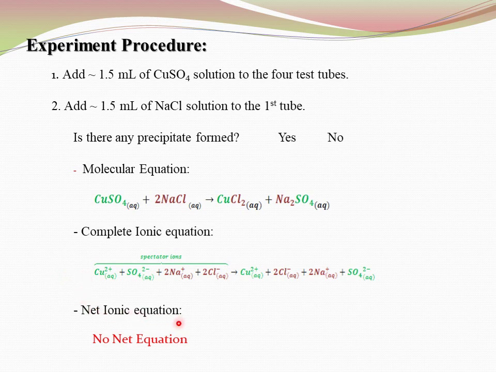The net ionic equation shows only the ions involved in the precipitate. So in this reaction, the product here is soluble and this is soluble. So there is no precipitate. So no net ionic equation.